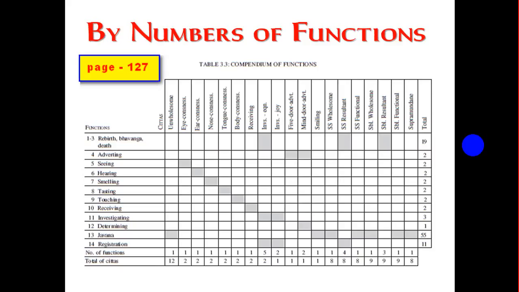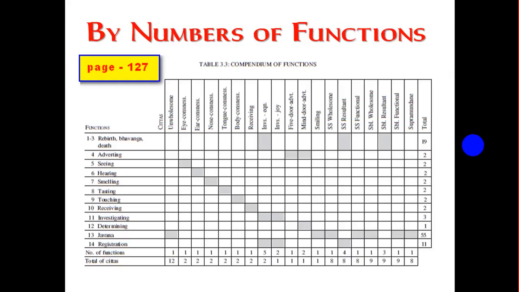One type of investigating consciousness accompanied by joy performs only 2 functions, investigating and registration, right? 8 types of sense sphere resultant cheta, or 8 types of great resultant cheta, perform 4 functions: rebirth linking, life continuum, death function, and registration function. You have to understand it in this way.